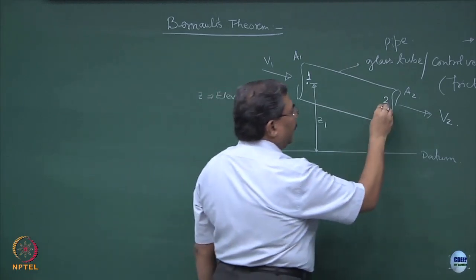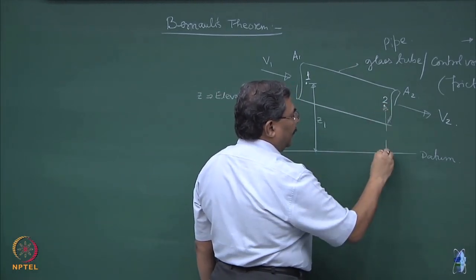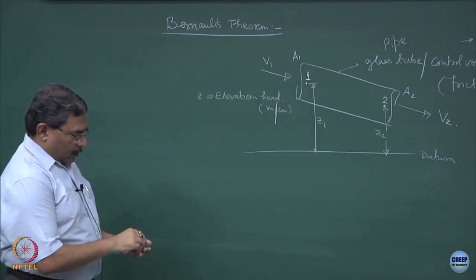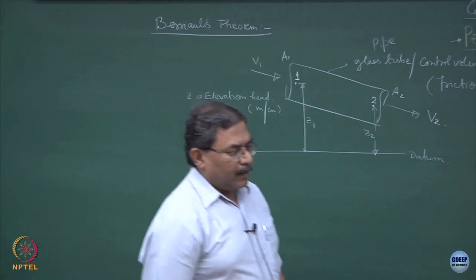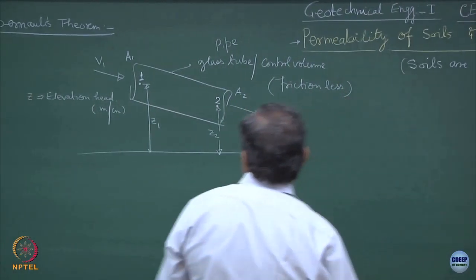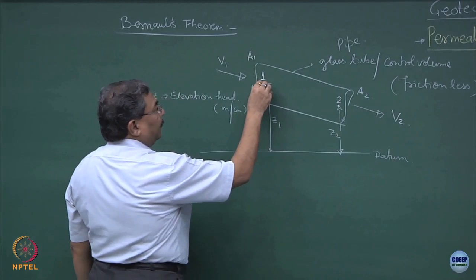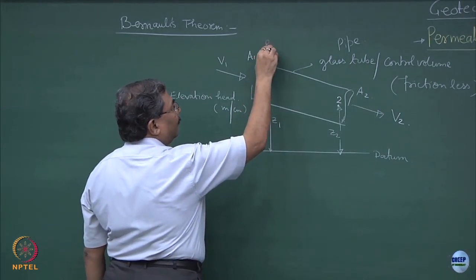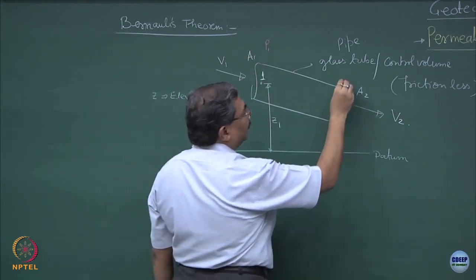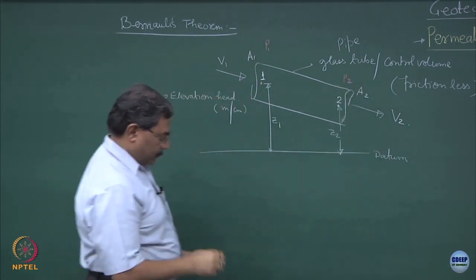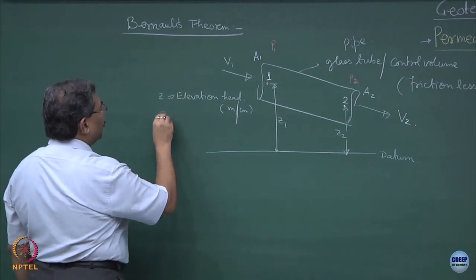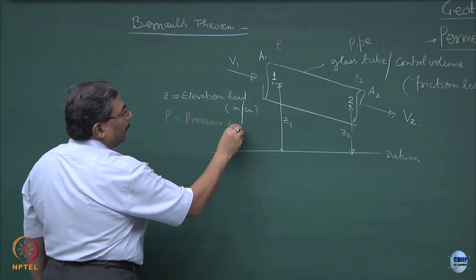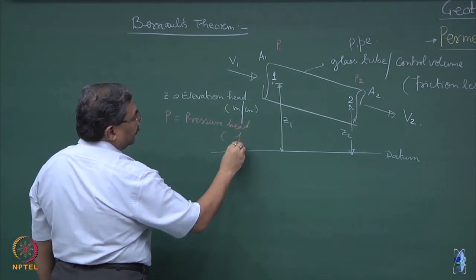So, point 2 is located, let us say, here at an elevation head of Z2. Now, suppose I say that the pressure head at this point, which I am defining as P1, and the pressure head at point 2, I am defining as P2. So, P corresponds to the pressure head, and the units will be the pressure units.